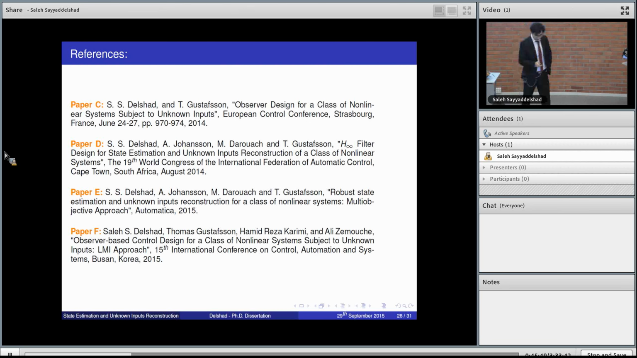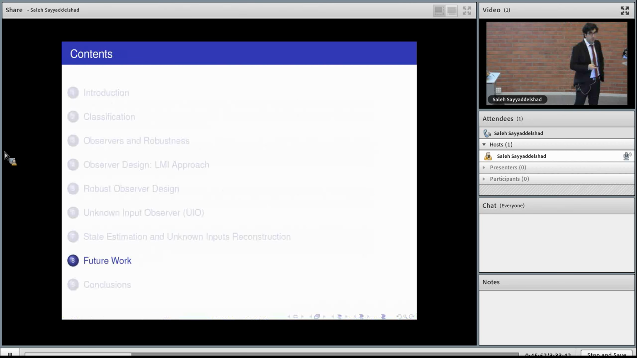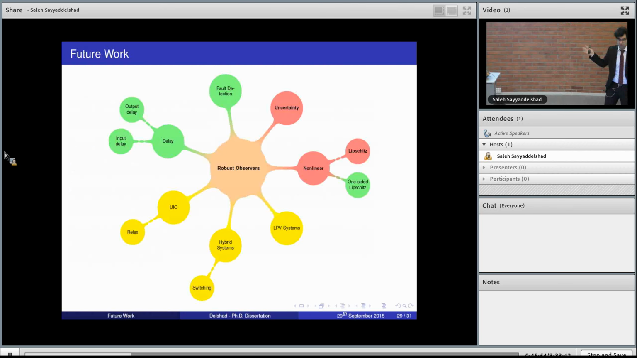Right. Let's move on. I'm about to finish my talk. So for the future work, these are the things that can be continued, and this is actually my mind map. What I have done is basically on nonlinear systems, and I'm assuming a class of nonlinear system, Lipschitz functions. But why not look at some more general nonlinear systems, for example one-sided Lipschitz, that some researchers are working on?